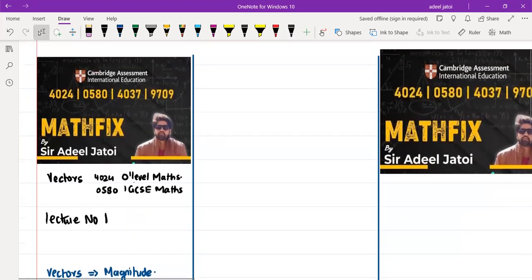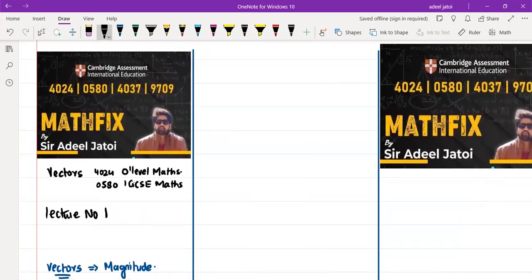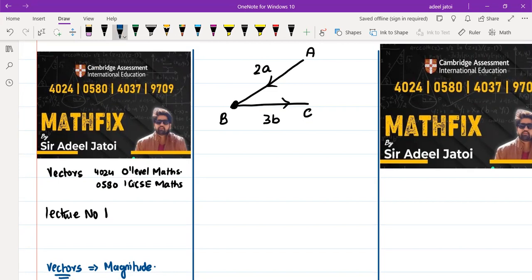Now this is normally a vector that we link with just a straight line. But what if, let's say, this is A, B, and C. Let's say this is 2a, this is 3b. Magnitude of AB is 2a, magnitude of BC is 3b. I want to find out AC.